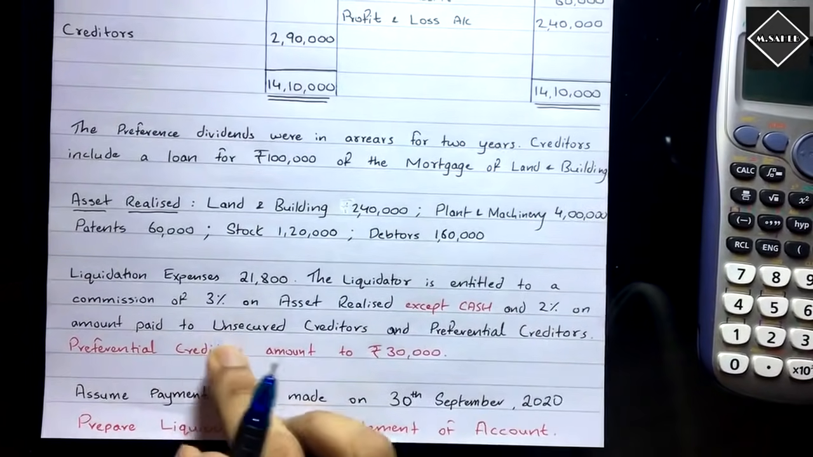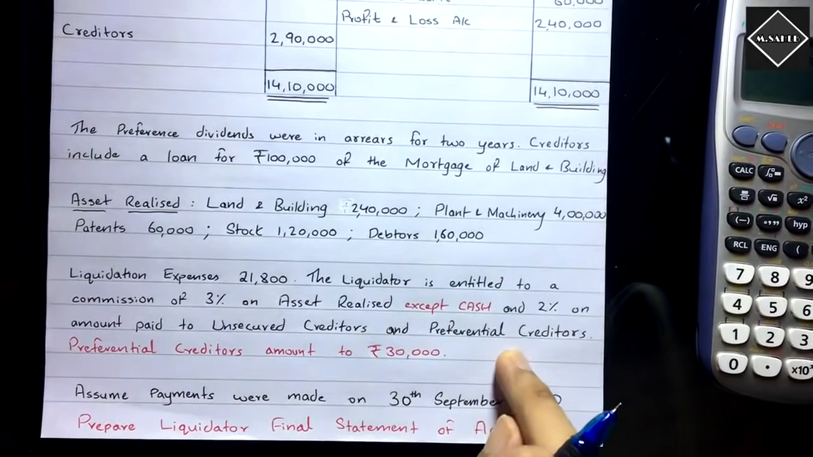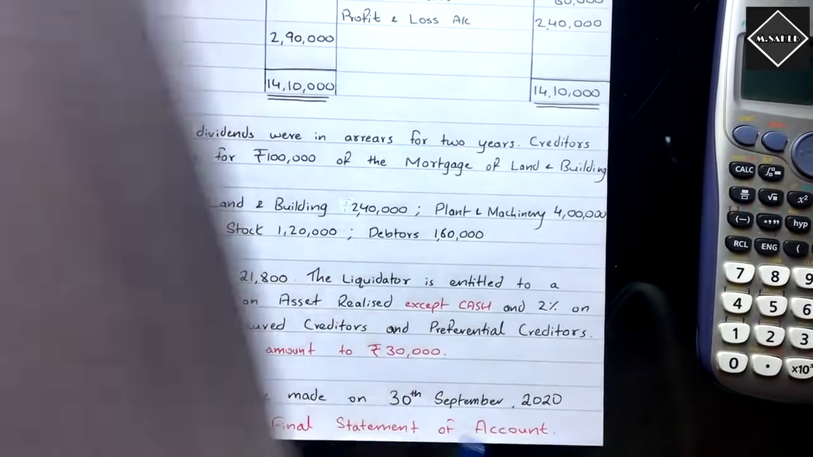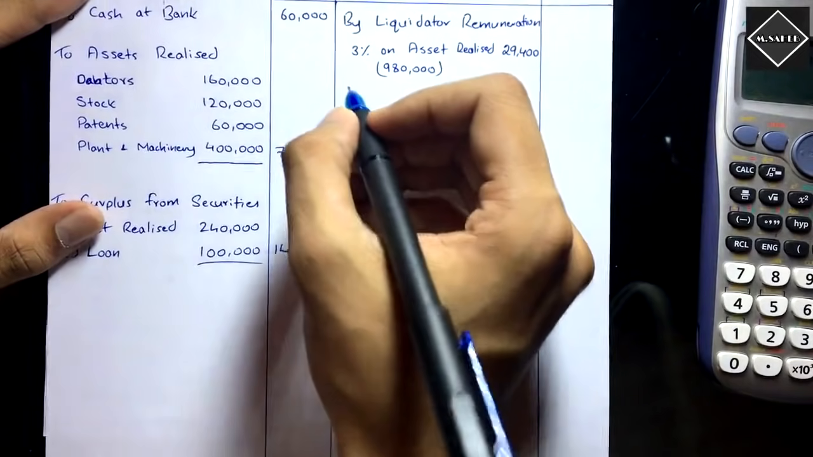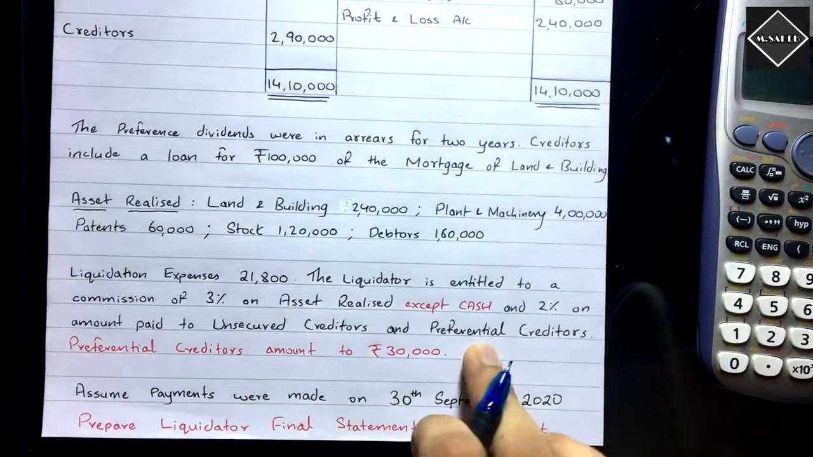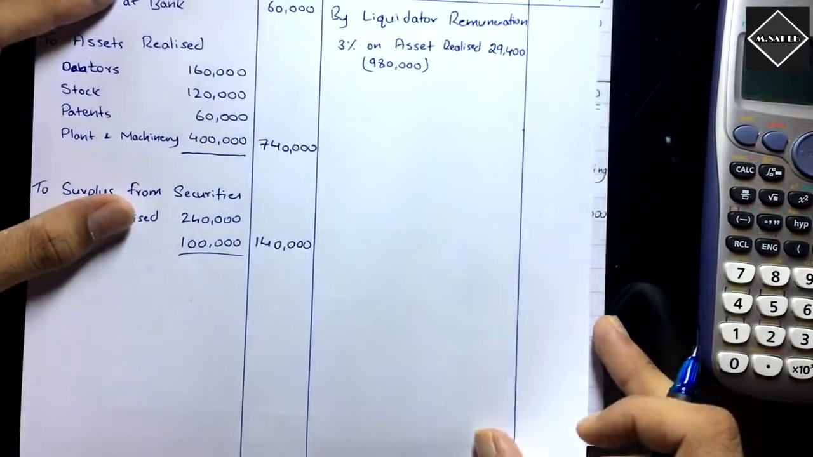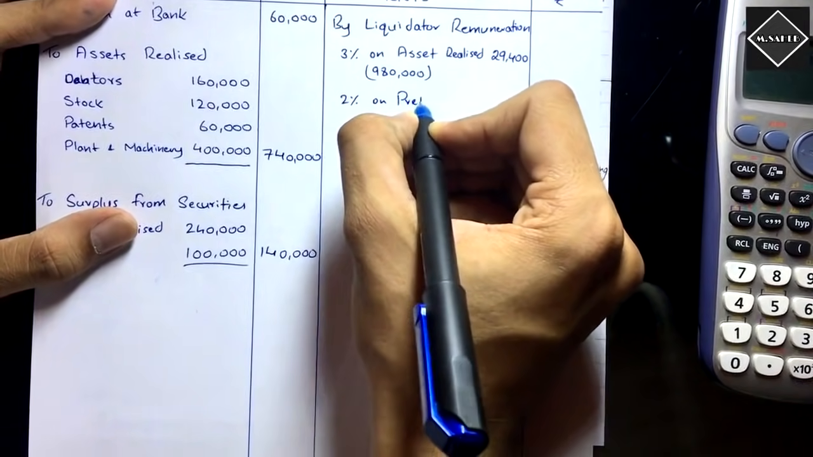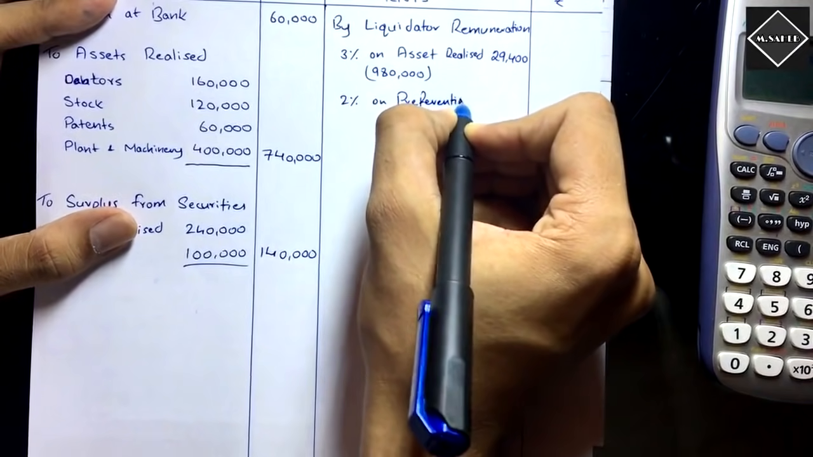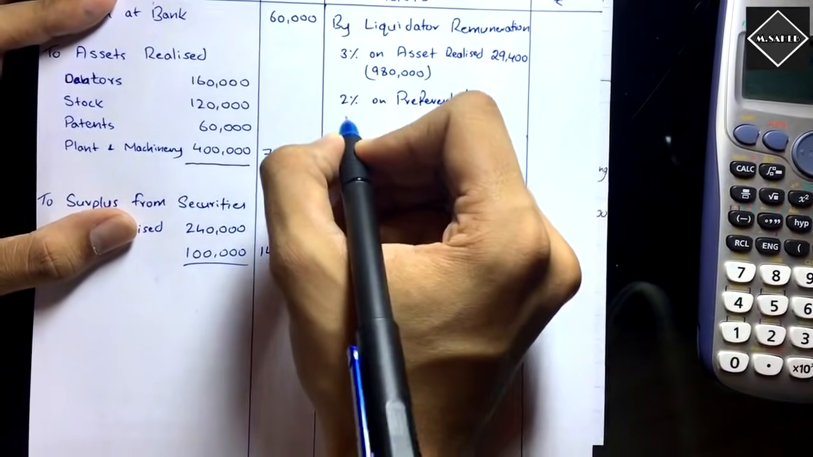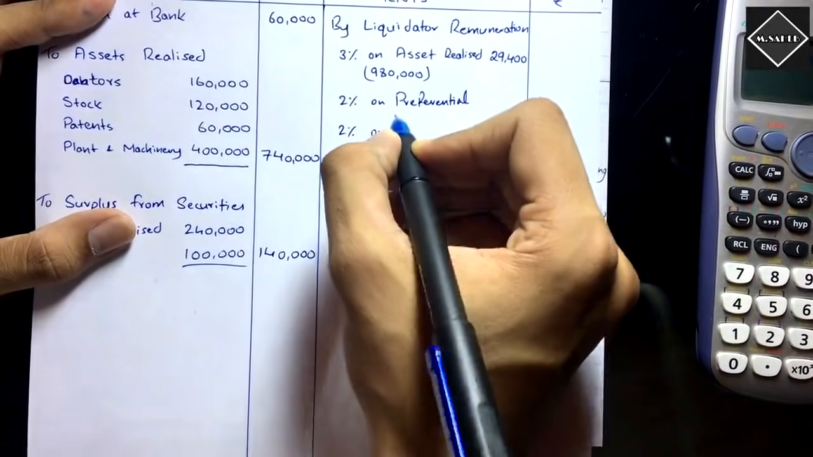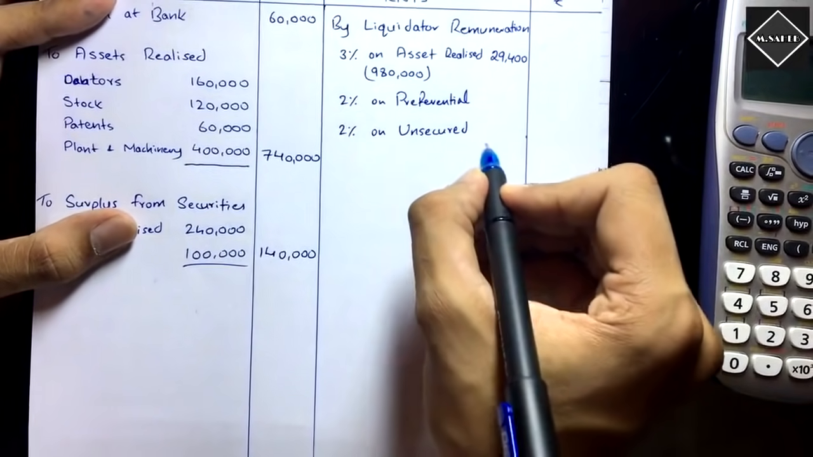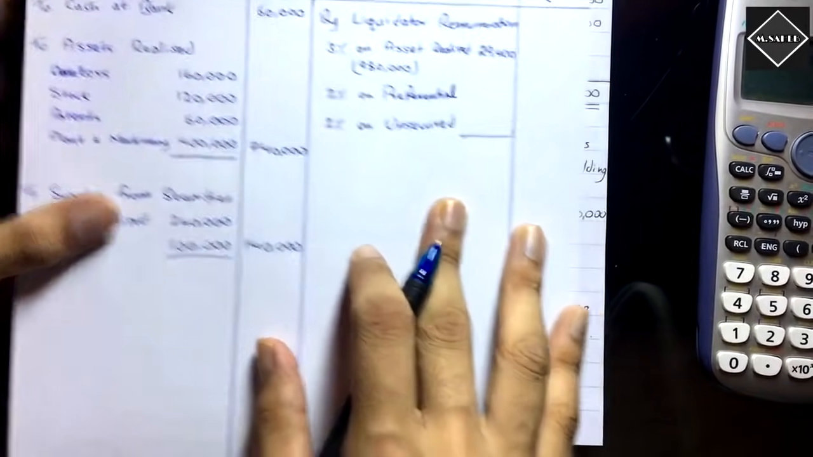And then 2% on amount paid to unsecured creditors and preferential creditors. Now we don't know what is the payment we have done to unsecured and preferential, so let's not do that. Let's leave that empty. And the percentage is 2% on unsecured and 2% on preferential. Let's just write that down. 2% on preferential creditors, and 2% on unsecured. Leave it blank, leave it empty, right? Then move on to the next thing.